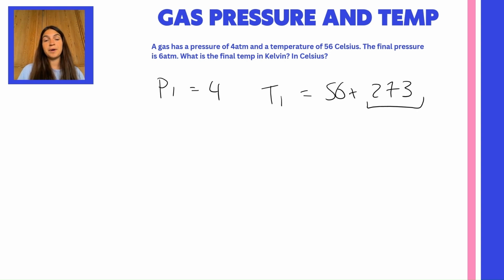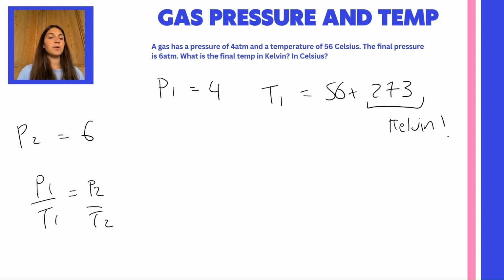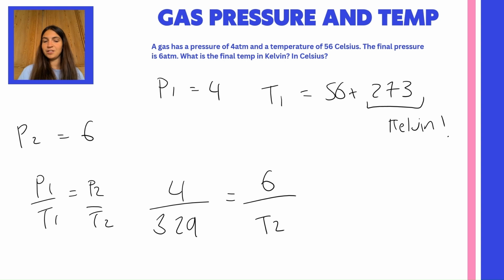So that requires you to know or remember how to convert your degrees Celsius, 56, into Kelvin. But really, it's rather straightforward. You just add 273 to it. That's in Kelvin. And then let me write my other things out. My P2, my pressure 2, was 6 atmospheres. And so I've got P1 over T1 is P2 over T2. P1 4 over T1, if I add 56 to 273, I get 329, equals P2 6 over T2.